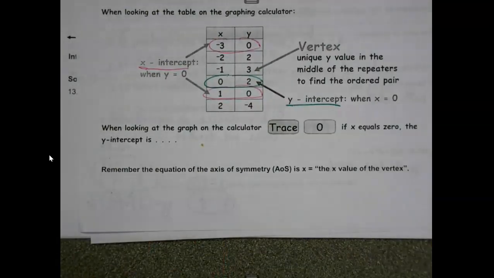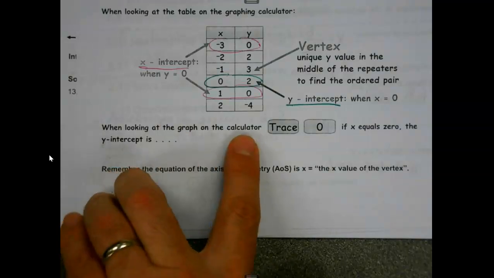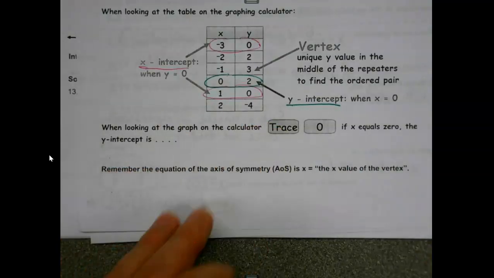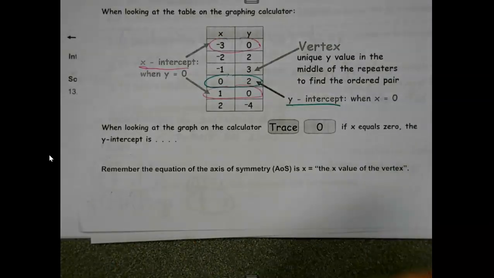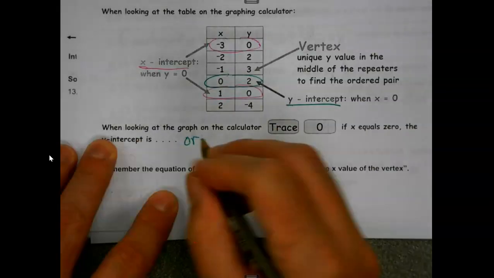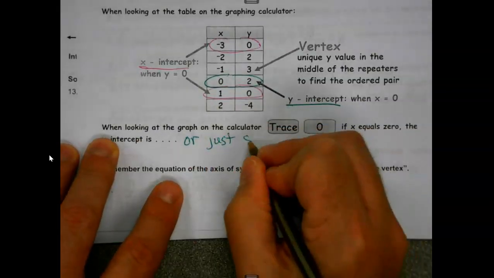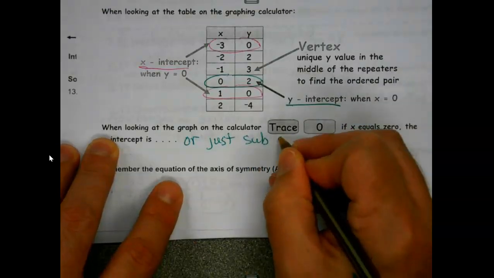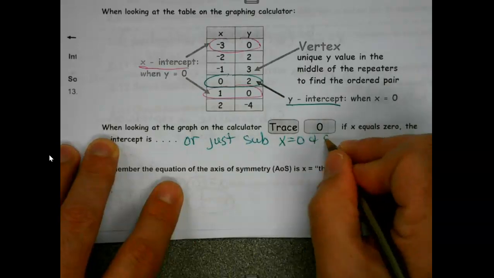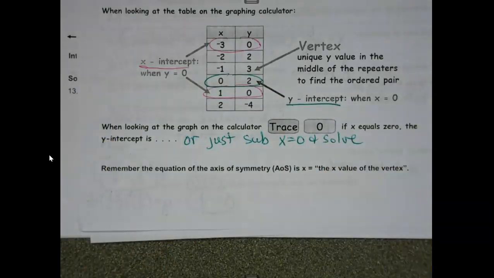Again, just one other reminder. If you're looking at one of these in the calculator, if you hit trace and 0, if x is 0, there's where your y-intercept is. But there's an easier way, again: you can just substitute 0 for x and just solve the equation. I know some of you are much more algebra-based than you are calculator-based, and there's nothing wrong with that. So I always want to try and give you options both ways as we're doing these to make life as simple as we can.